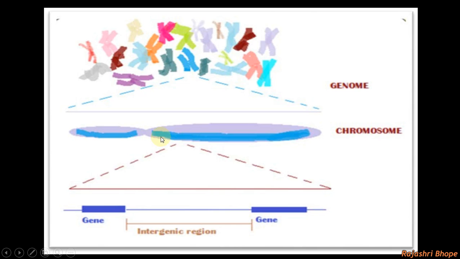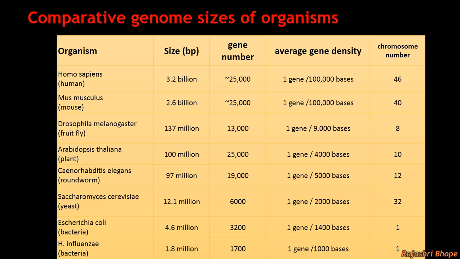Now see, this is the chromosome which contains the genome of an organism, and see only this counterpart representing this segment. So this is gene 1 and this is gene 2, and these two genes are separated by an intergenic region or spacer DNA. The segment of the DNA which separates two genes from one another is the intergenic region or spacer DNA. These are comparative genome sizes of an organism.